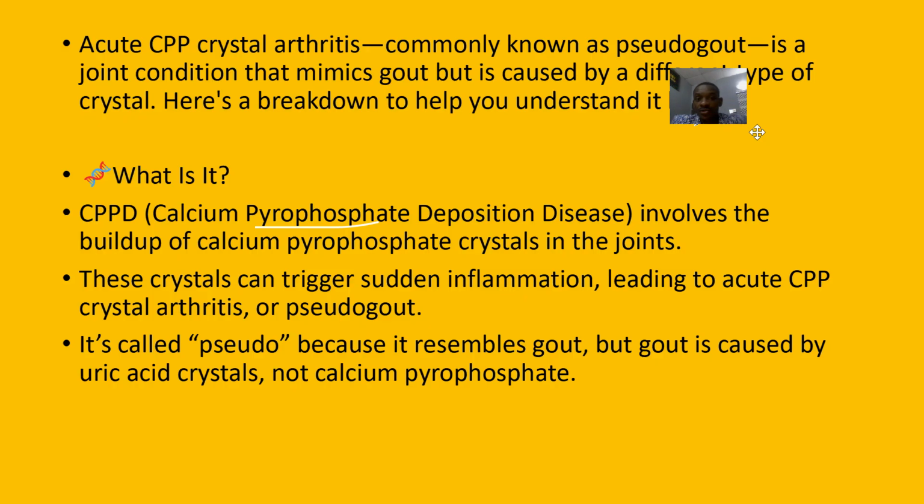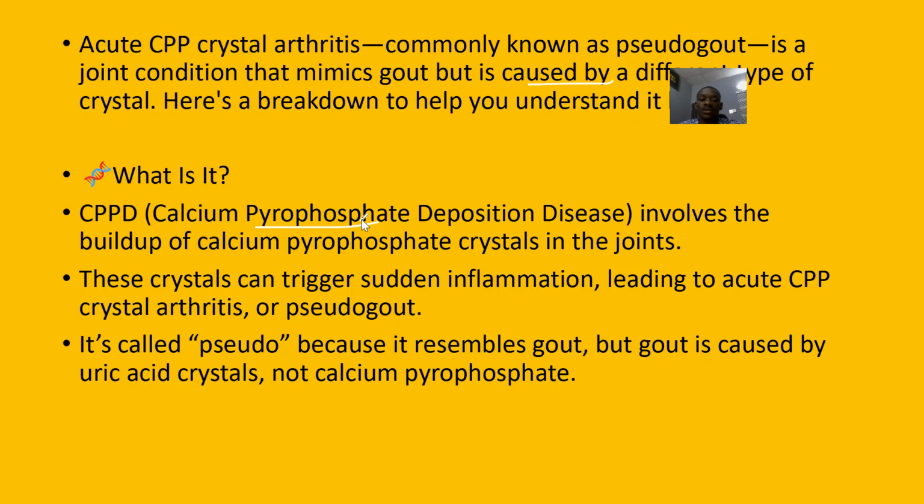So just so you know, it's commonly known as pseudogout. It's a joint condition that mimics gout. Do you understand? It's not the real gout. That's why we say pseudo. Pseudo means looking like. It is caused by a different type of crystal, not the one that gout is caused by. So what is it? CPPD is calcium pyrophosphate deposition disease.